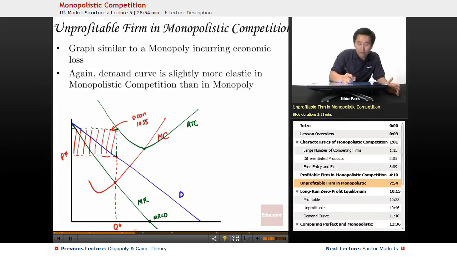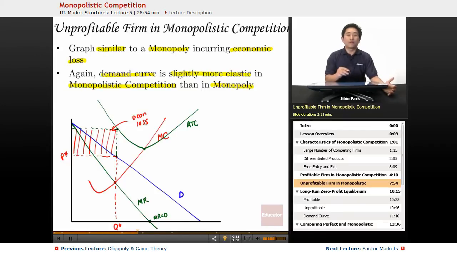Now you could label it profit, but it's going to be a negative profit. So again, to go over this here, the graph is similar to a monopoly incurring economic loss. And again, the demand curve is slightly more elastic in monopolistic competition than in monopoly. But basically you have identical graphs right here. You have a monopolistically competitive firm with some pricing power, and it's going to incur a loss. And that's basically what's going on.